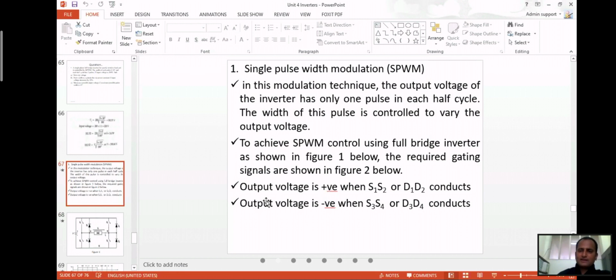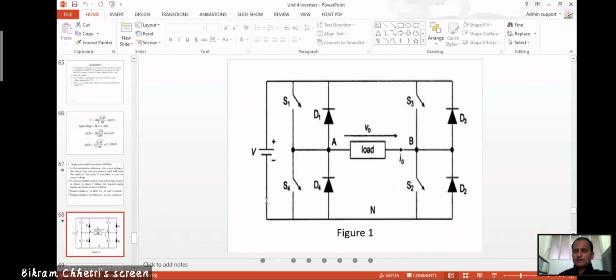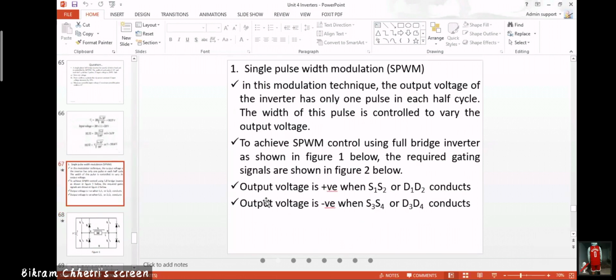The width of the pulse is controlled by varying the output voltage. Based on this, we can control the output voltage. To achieve this single pulse width control, we use the full bridge inverter. Okay, this is the full bridge inverter. Single pulse width modulation can be achieved with the full bridge inverter.